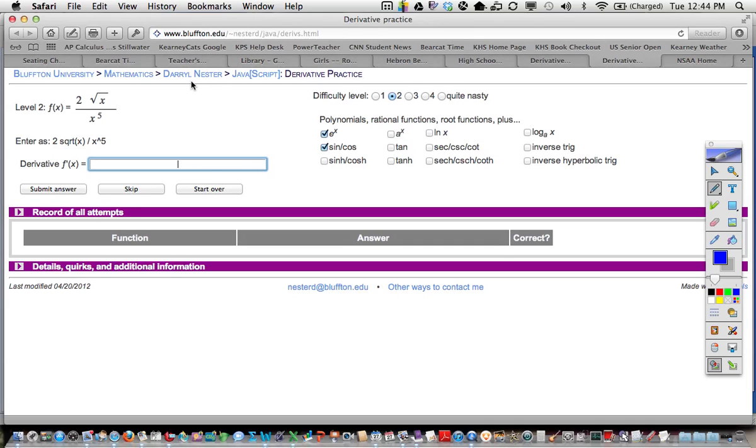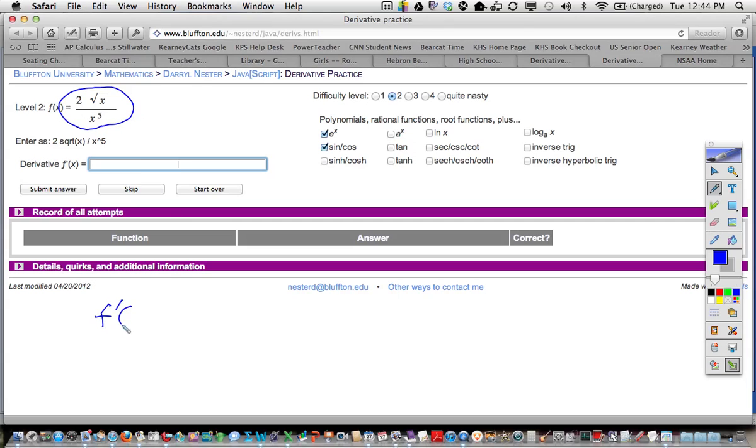Here's a good one right here. Okay, do this one. Here's your function: 2 square root of x over x to the 5th. And we want to find f prime. Okay? Go ahead and do it.